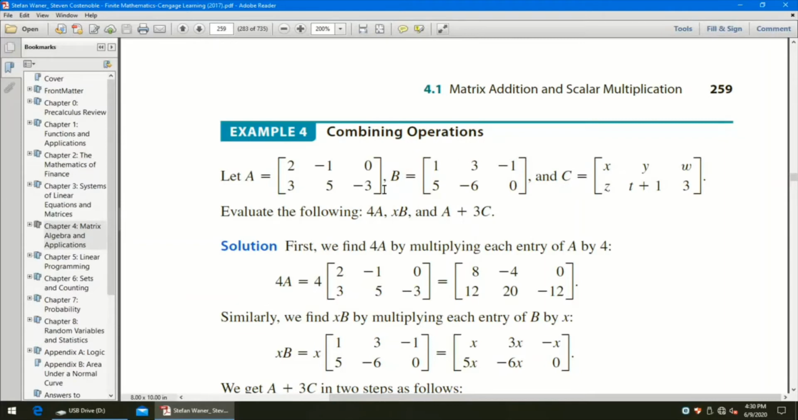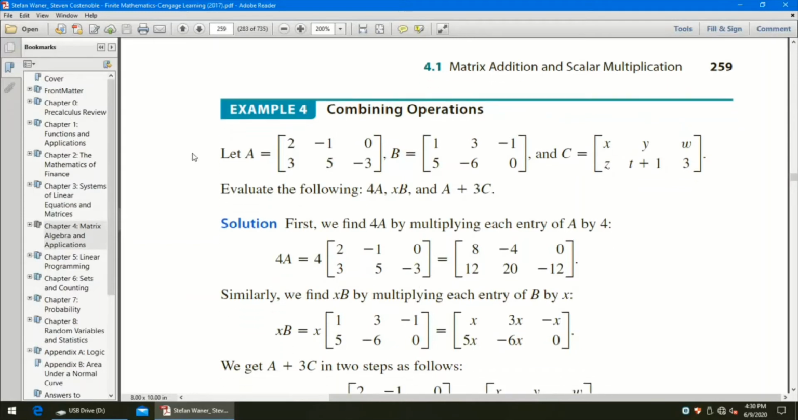And now you have A and B, and C. This is just an example where you have been given individual expressions of 4A, X, B, and A plus 3C. So you multiply 4, and you get 4 into 2 is 8, minus 4, 0, and 12, 4 into 3 is 12, 20, and minus 12.